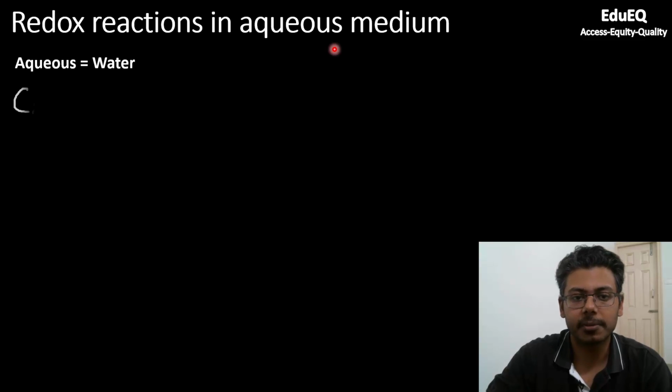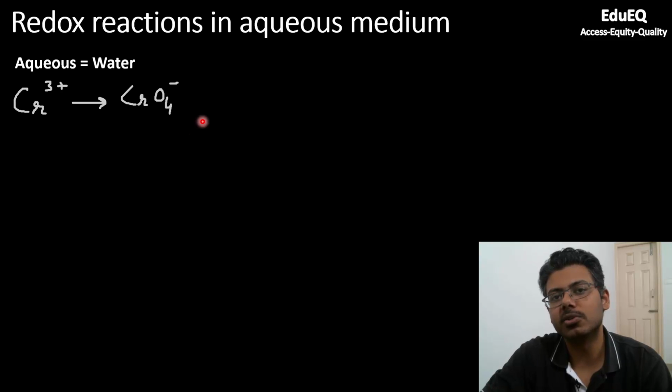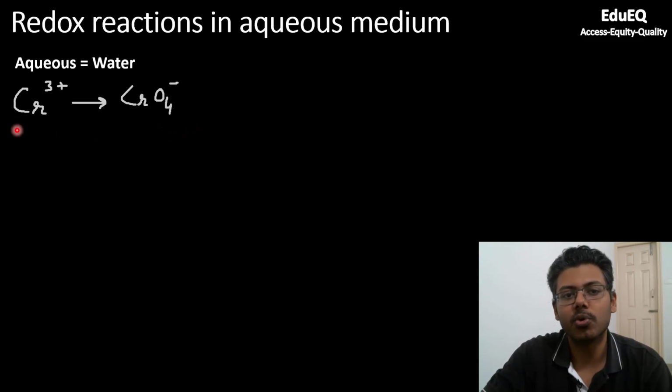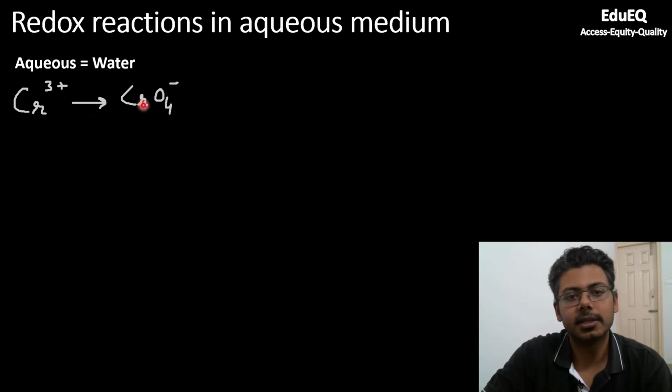First is aqueous medium. So this is a reaction. Now Cr3 plus ion changing to CrO4 minus. Now I don't think it is possible to balance using the inspection method because you don't have the same species on both sides of the reaction. Reactant has only chromium, but on the right hand side product there is also an oxygen atom present. So how do you balance it? So let us look at all the steps.